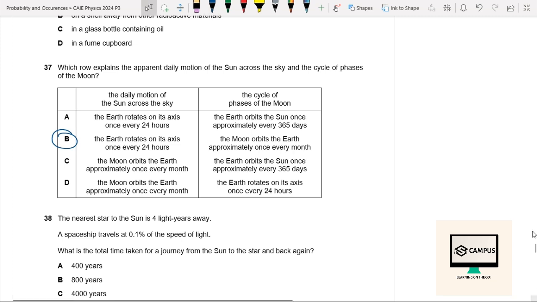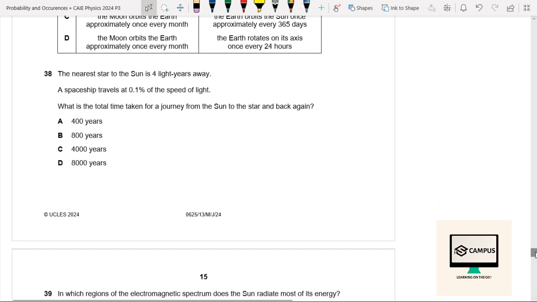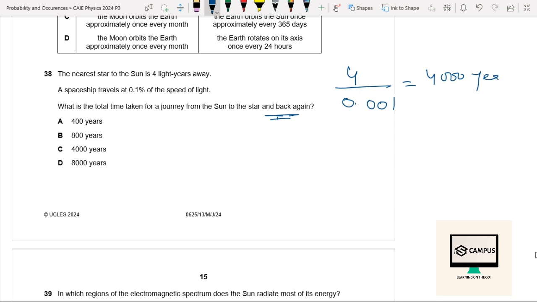Moving forward, question number 38. The nearest star to the sun is 4 light years away. A spaceship travels at 0.1% of the speed of light. What is the total time taken for a journey from the sun to the star and back? The star is 4 light years away, and the spaceship is traveling at 0.1% of the speed of light. So 4 divided by 0.001, that's 4,000 years one side. So for a two-sided journey, it's 8,000 years. For 38, D is the right answer.